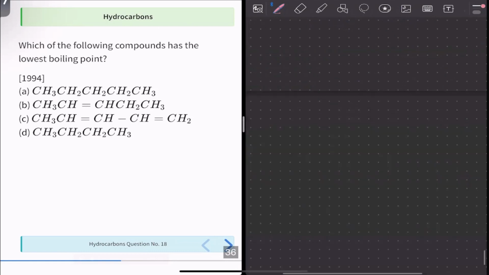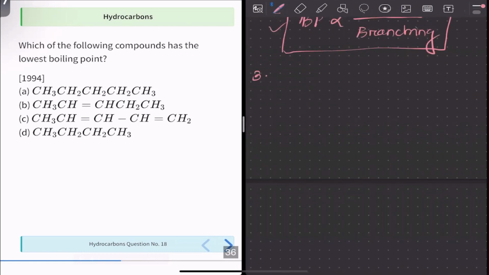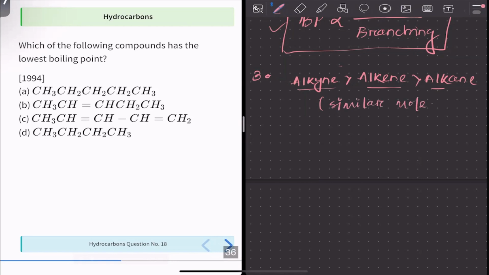Okay, and between alkene, alkyne, and alkanes, for similar molecular weight, alkyne would have the higher boiling point. The least will be alkane. This is only applicable when all of the compounds have similar molecular weight.